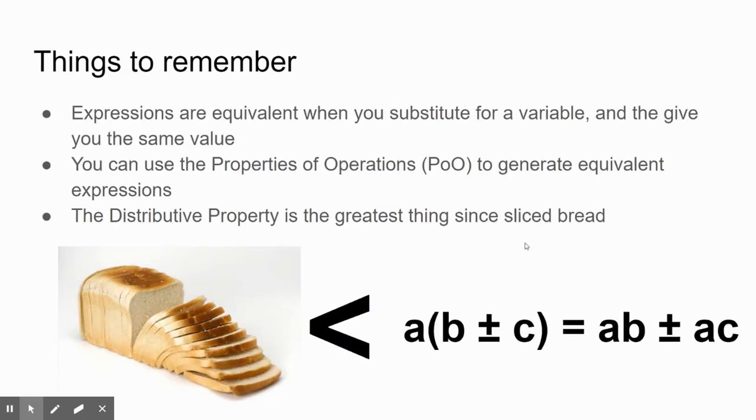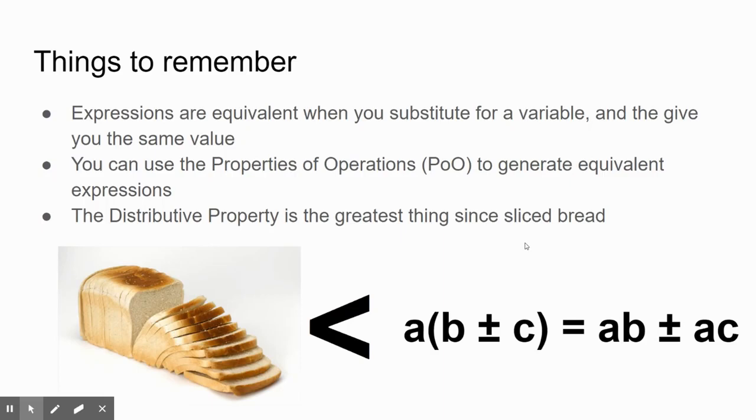So, things to remember. Expressions are equivalent when you substitute for a variable, and they give you the same value. That's just what does equivalent mean. Things should be the same. You can use the properties of operations or the POO to generate equivalent expressions. Really, the most useful one for that is probably going to be the distributive property, because if you ask me, it is the greatest thing since sliced bread.